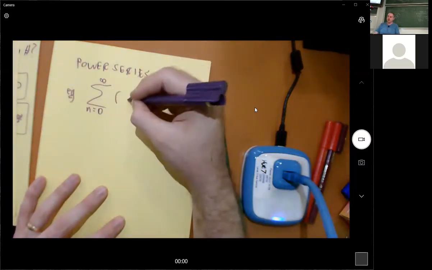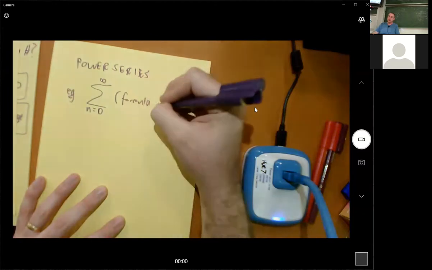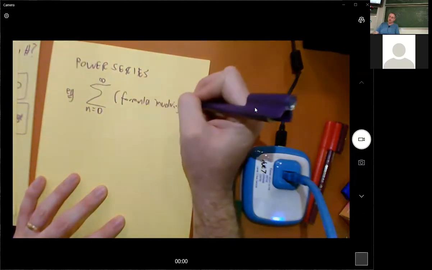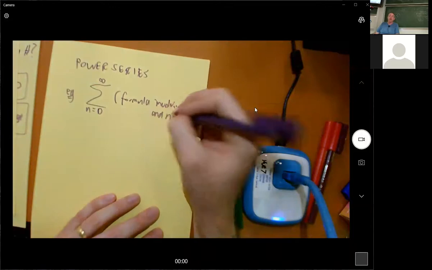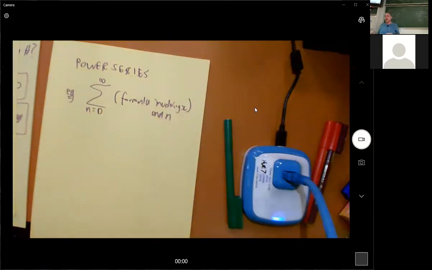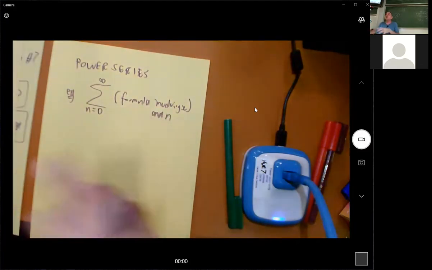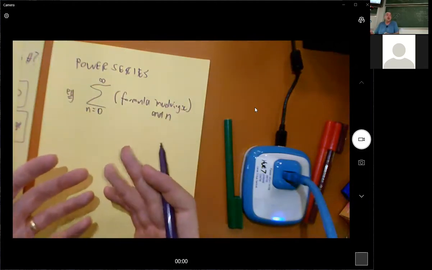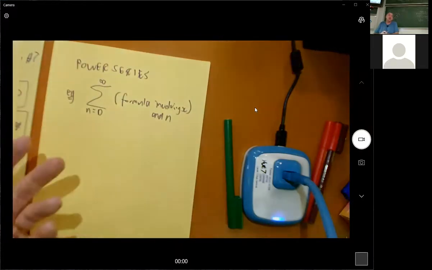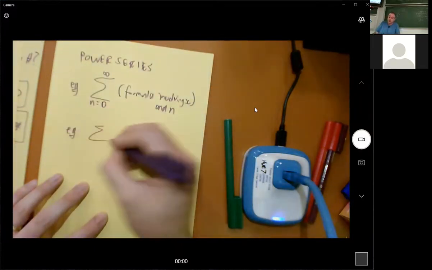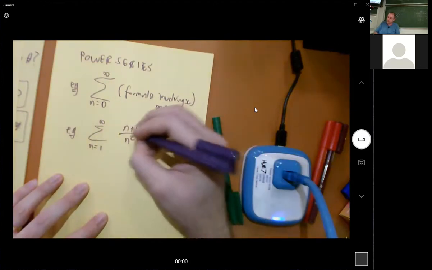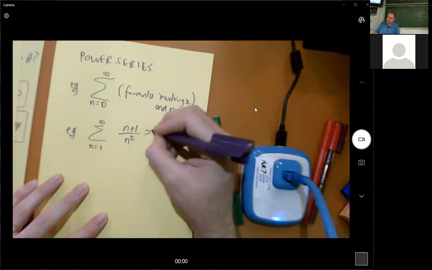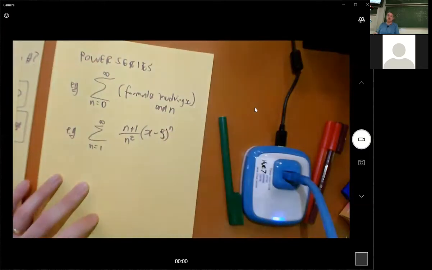But a power series has a formula involving x, and n as well. And the idea is that given a specific x, you can sub that number in, and then it will be an ordinary series that only involves n. And you can decide, does that converge or not? And then for a different x, you can sub that in, and you can see if it converges or not. And so just as a proper example, it might be something like that.